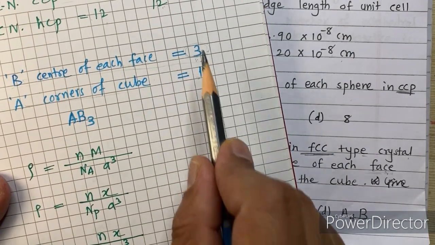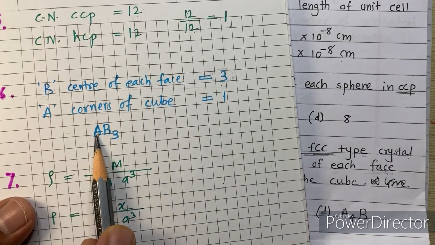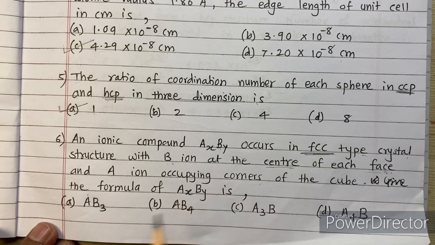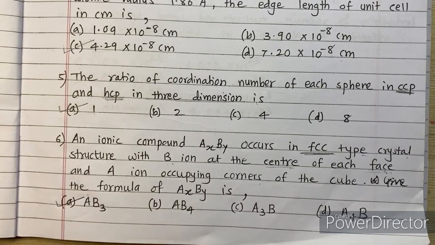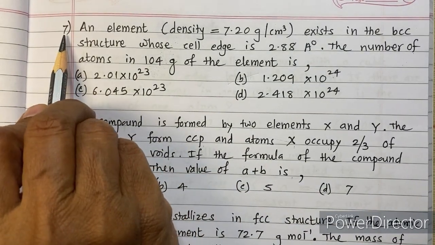Okay, therefore B3 and A1. Therefore formula is AB3. Okay, therefore formula is AB3. Option is A. Okay. Next MCQ, 7th one.